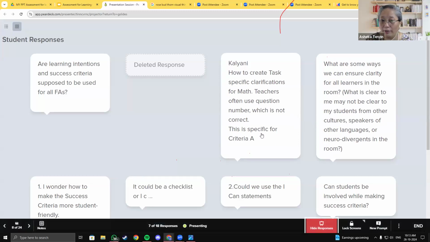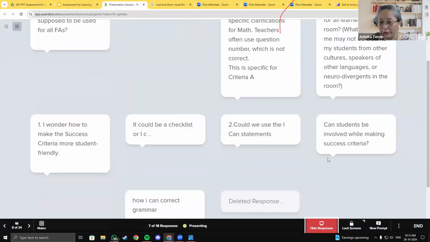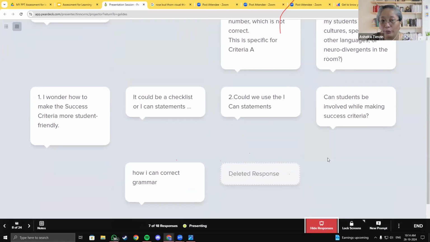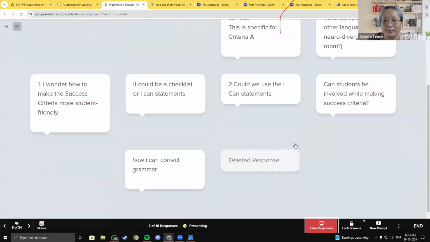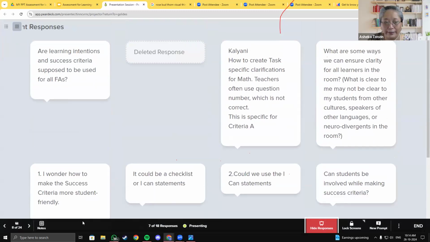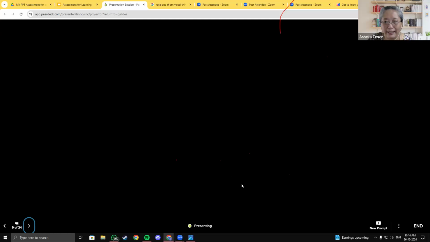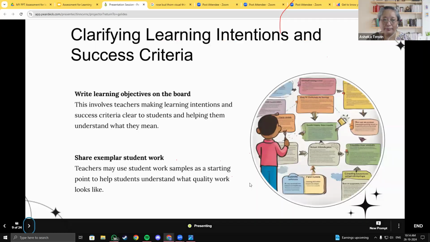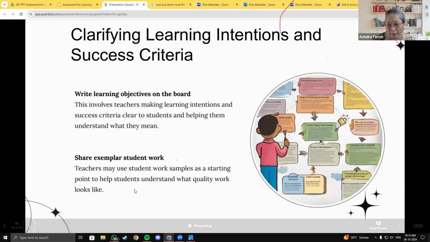Okay, Kalyani, we will talk about task specific clarifications. Could we use the I can statements? Yes, you can use the I can statements. All right. Now to my next slide. Miss Ashika, I had one question. Can students also be involved while making success criteria and learning intentions? Yes, you can involve.